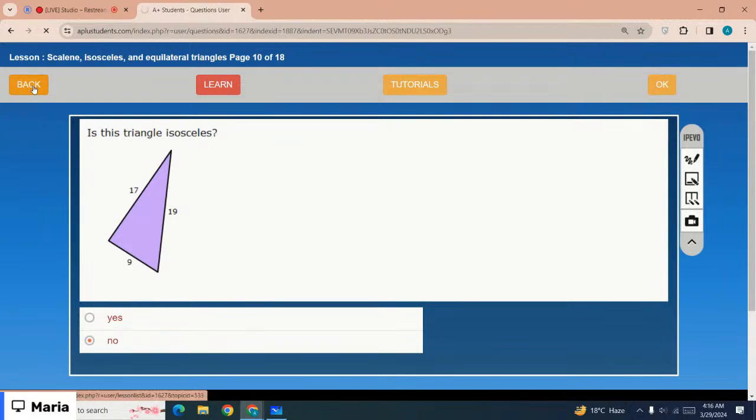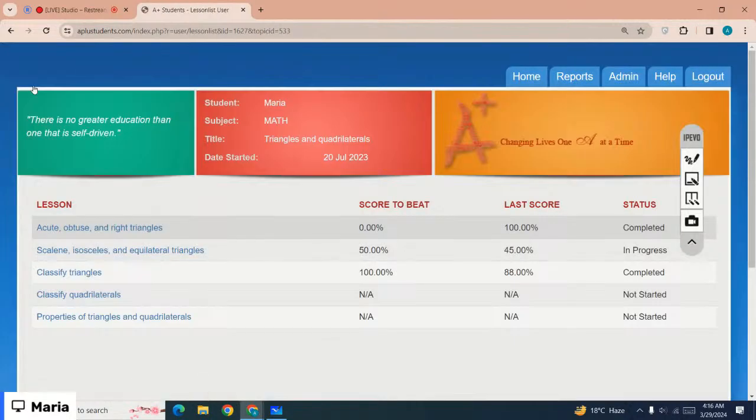Okay, you can complete the lesson by yourself later today. Let me just move on to the next lesson, and the next lesson is classify triangles. Let's just start with the next one, right?